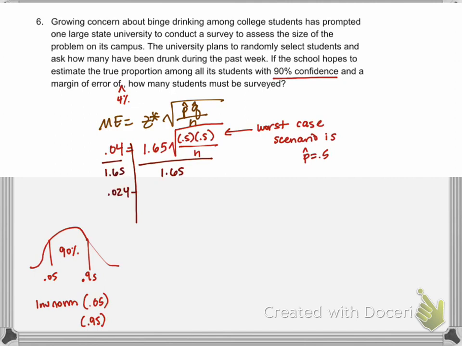And that in my calculator will give me 0.024. And it's gone on the right side. And then my next step is to square both sides. I'm also going to multiply my 0.5s together at the same time. So I'm going to square both sides, and that cancels out my square root.